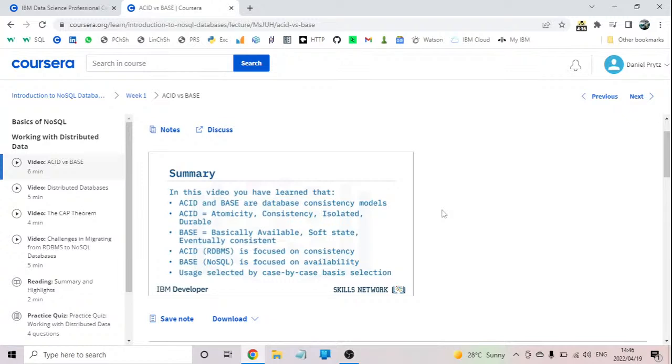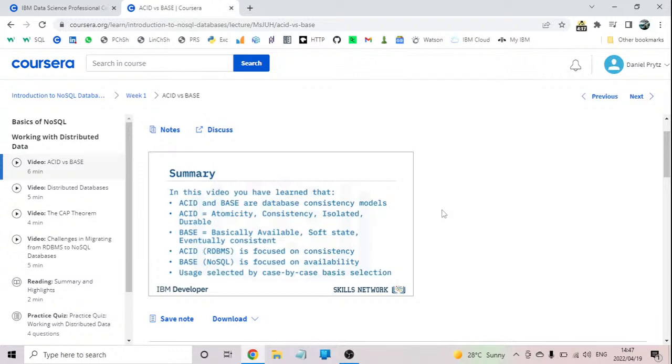Okay, so ACID and BASE are database consistency models. Atomic, consistency, isolated, durable. BASE: basically available, soft state, eventually consistent. ACID RDBMS is focused on consistency. BASE NoSQL is focused on availability. Usage is selected on a case-by-case basis. So atomicity, what is atomicity? Transactions basically have to succeed, otherwise they roll back.